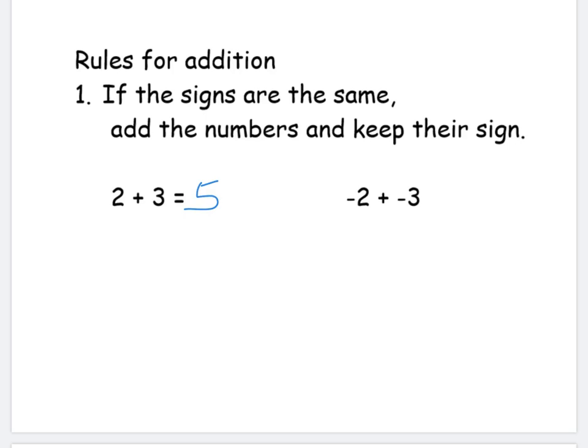The same works if the numbers are both negative. So if I have negative 2 plus negative 3, I would still add this together, which would give me negative 5, because I add them, which gives me 5, and then I keep the sign, which gives me the negative.